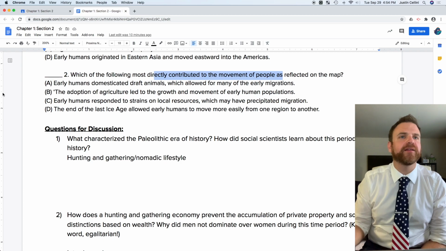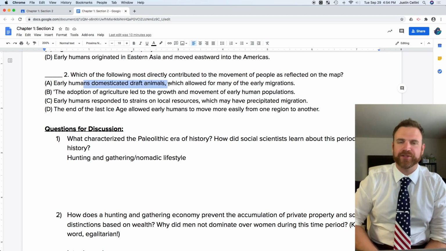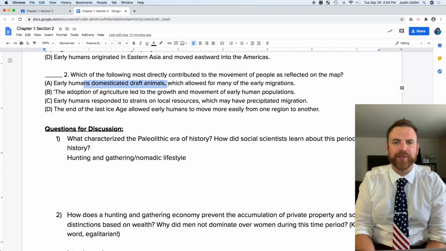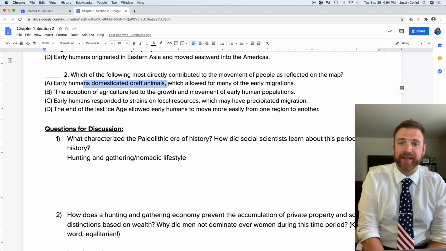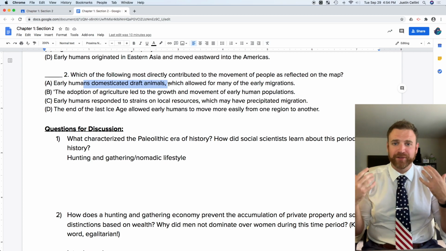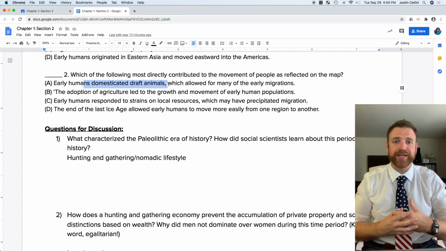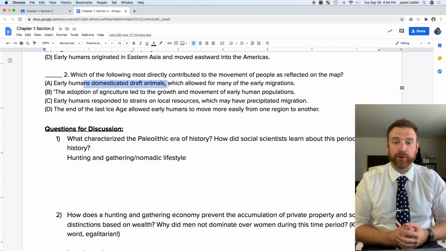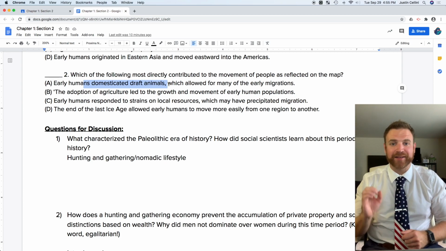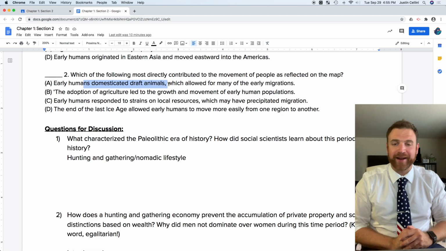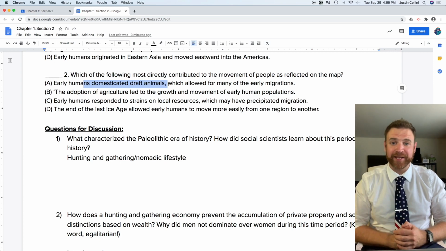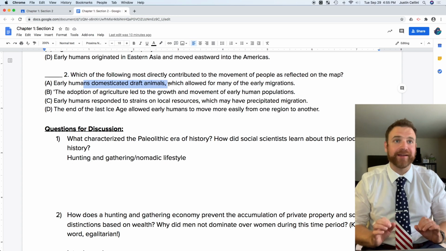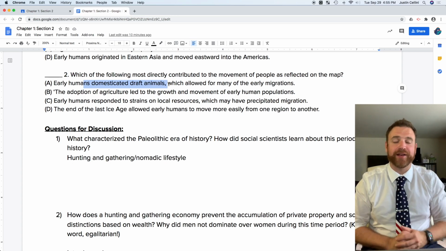Excuse me. Humans domesticated draft animals. A draft animal is an animal that we can use to ride or to work on the fields. And to domesticate an animal means to trap an animal, tame it, supervise its breeding and its feeding, okay, in order to have control over it. Paleolithic humans did not domesticate animals. This does not happen until roughly 10,000 years ago or 8,000 BCE. Okay, so for that reason alone, we cannot pick choice A. Paleolithic humans did not do that.